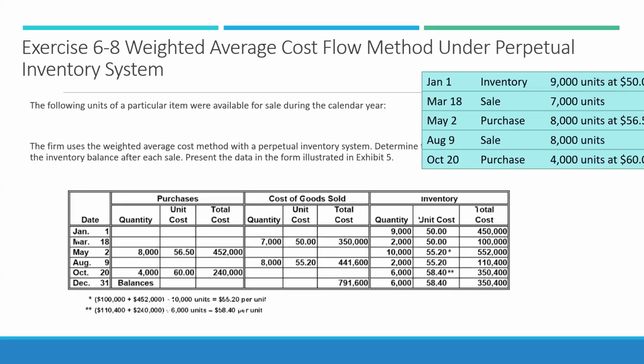So the second, right, this 8,000 at 56.50 has a greater impact on the cost because it's 8,000 units, and the existing inventory at the time of that purchase was only 2,000 units.